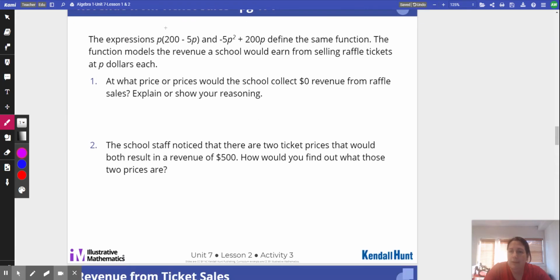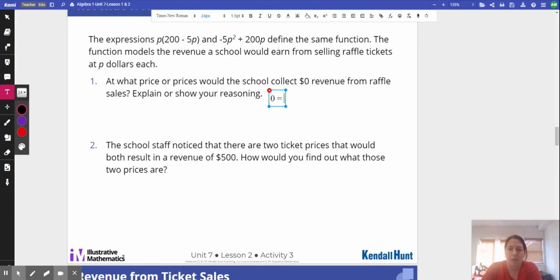The expressions p times (200 minus 5p) and negative 5p squared plus 200p define the same function. It represents the revenue a school would earn from selling raffle tickets at p dollars each. The question is asking us, at what price or prices would the school collect $0 in revenue from the raffle? So if they're going to collect no money, $0, then 0 is going to be equal to p times (200 minus 5p).